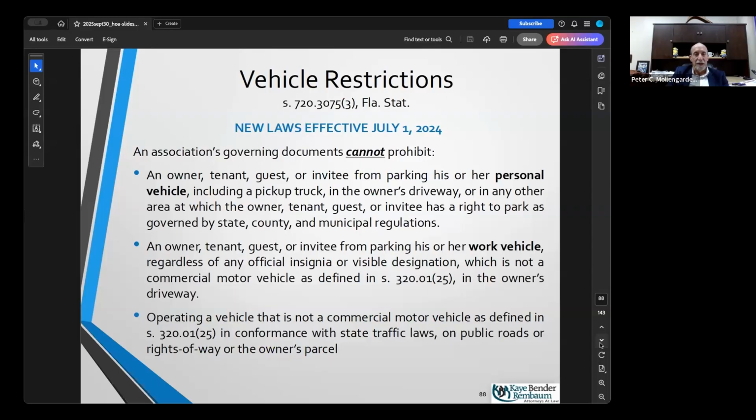You can also not prohibit the parking of someone's work vehicle, regardless of any official insignia or visible designation, which is not a commercial motor vehicle as defined by section 320.0125, in the owner's driveway, or operating a vehicle that is not a commercial vehicle, as defined by 320.0125, in conformance with the state laws. Now, this caused a whole bunch of brouhaha and controversy when this law was adopted, because so many associations, and this is personal taste, each association regarding, let's say, trucks, especially pickup trucks.